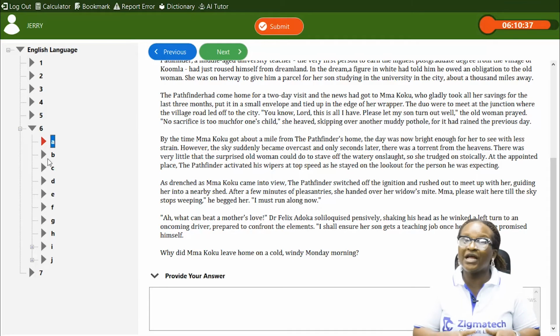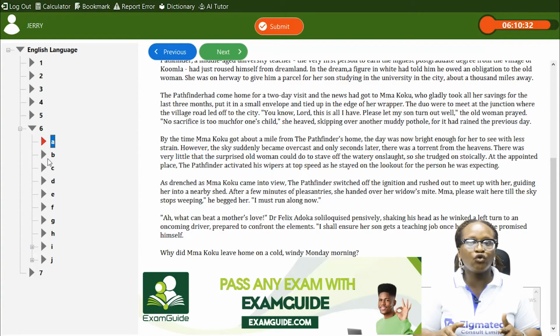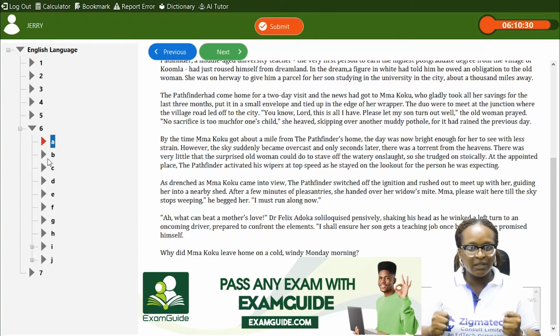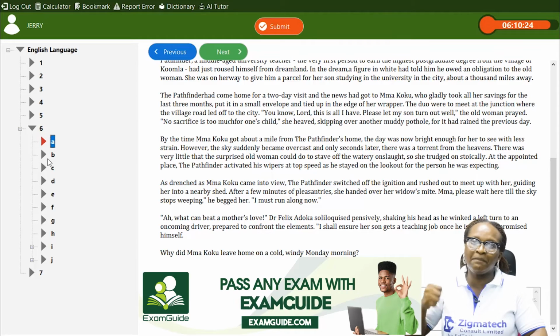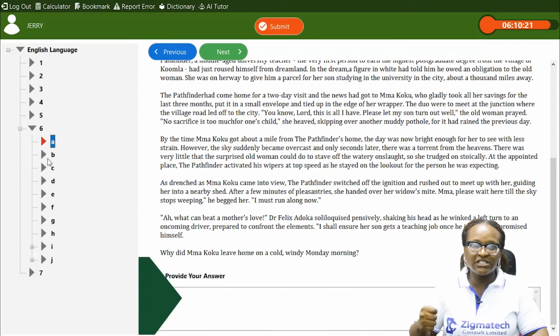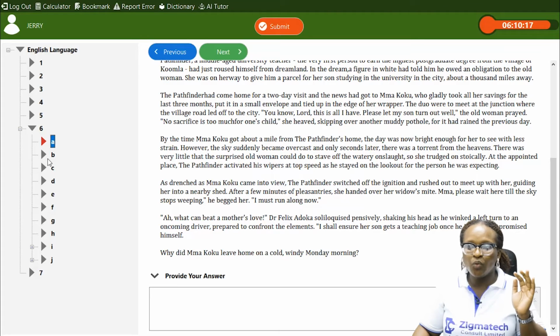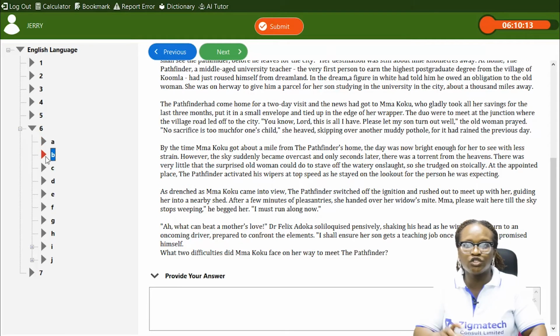That's your preamble. So that's why it's best to start off with the preamble. Mmakoko left home on a cold, windy Monday morning because she needed to meet up with the pathfinder to help her give a parcel to her son who is in the university in the city. You have answered. Once the examiner reads it, he marks it. But once you start with because and you don't finish, you obviously fail. So what two difficulties did Mmakoko face on her way to meet the pathfinder? Did we see anything like that?